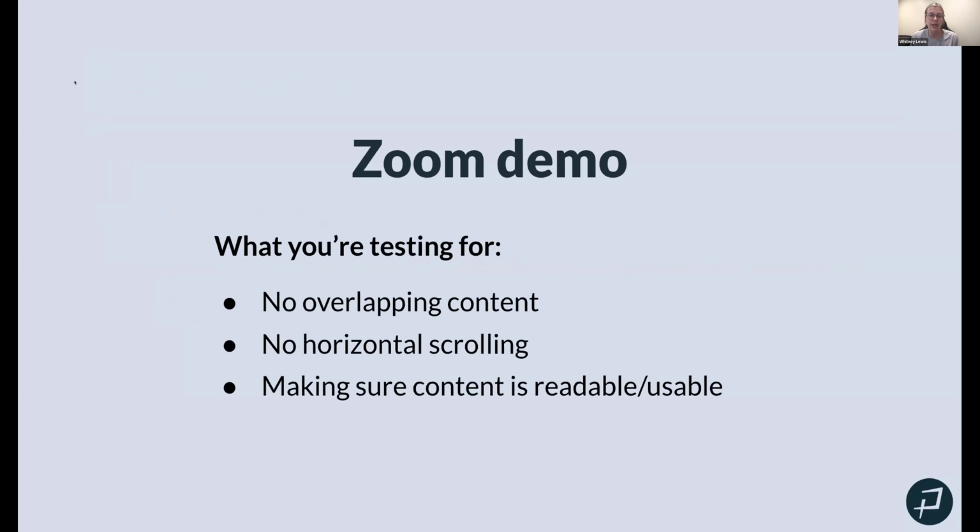What we're testing for here is that we don't want any overlapping content. We don't want any horizontal scrolling for the page. Horizontal scrolling can be okay for tables and things like that, but for the entire page, we don't want horizontal scrolling. And we want to make sure the content is readable and usable. This is really checking the reflow of your page. You're basically going to see how your website works responsively. When users who need to zoom in to read the content zoom in, it reflows much how it would for your mobile responsive view.